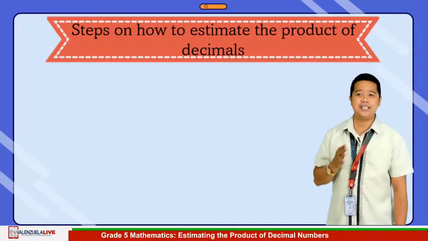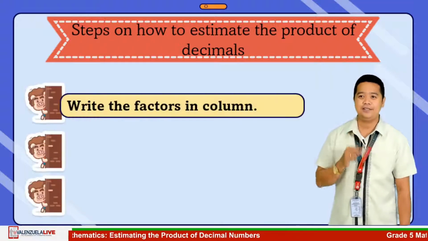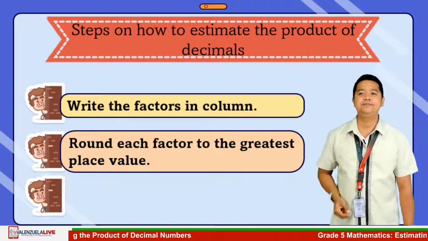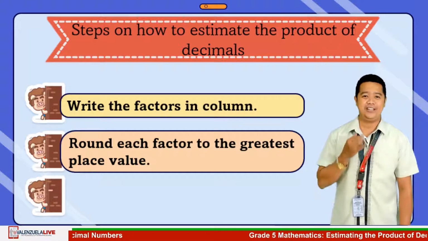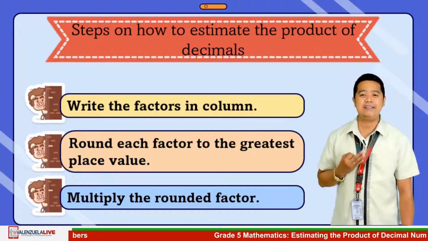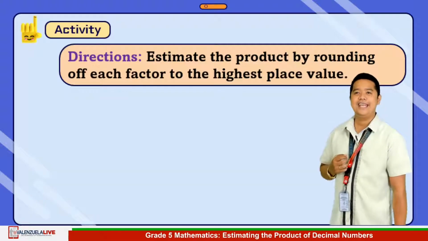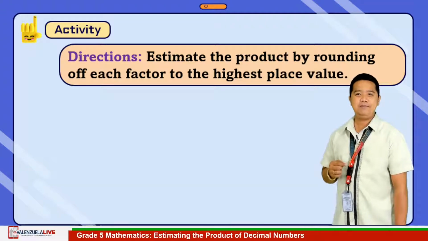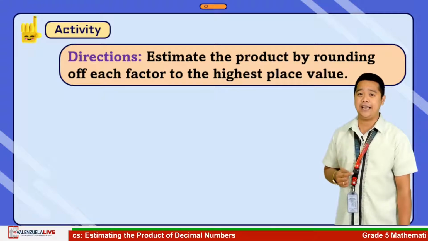Again, these are the steps on how to estimate the product of decimals. So first, write the factors in column. Second, round each factor to the greatest place value. And the third one is multiply the rounded factors. Now, let's have the first activity. Estimate the product by rounding off each factor to the highest place value.